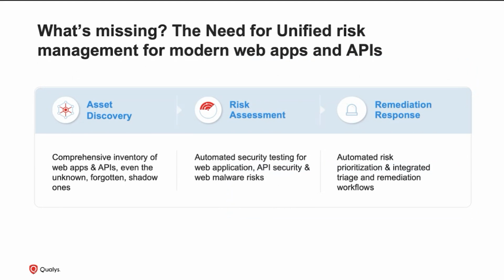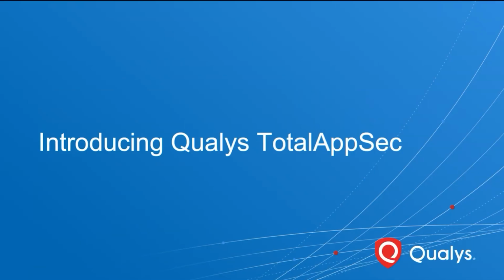So basically, what do you need? You need a good way to manage or create an inventory of your assets and an inventory of your APIs. Then you need a holistic risk assessment to be able to assess the risk associated with your web applications and APIs. And then comes the remediation response. Just assessing risk is not enough. You need a proper remediation response to reduce your risk and bring it to acceptable levels.